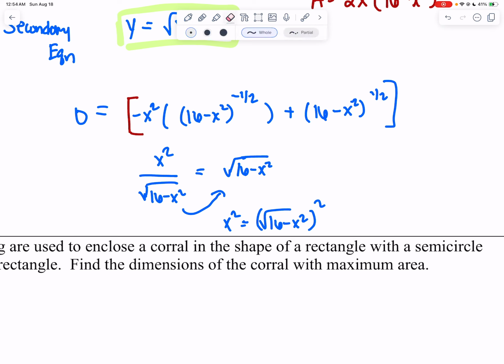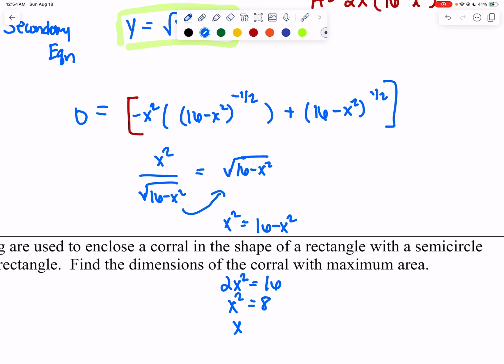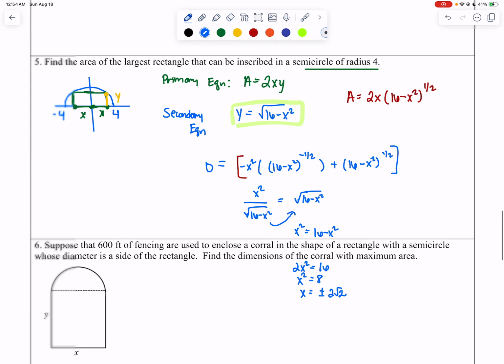So now I'm left with 16 minus x squared. I'm going to add the x squared. So I have 2x squared is equal to 16. x squared is equal to 8. Which means that x is going to be plus or minus 2 root 2. Now, obviously, because we're talking about the area, our x can't be negative. So x is going to be 2 root 2.